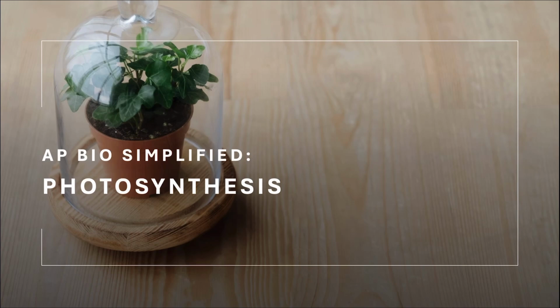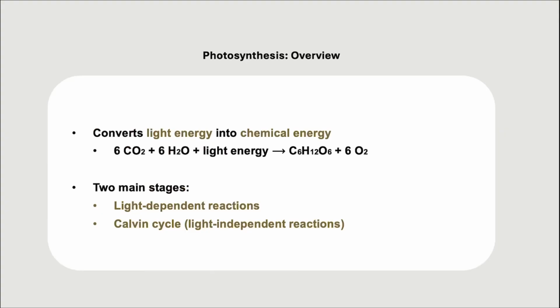Today we're going over photosynthesis. So what is photosynthesis? Basically, it's how plants make food from light, and it all happens in the chloroplast. Here's the big equation. Carbon dioxide and water and light energy produces glucose and oxygen gas. That's the overall process, and there are two main stages.